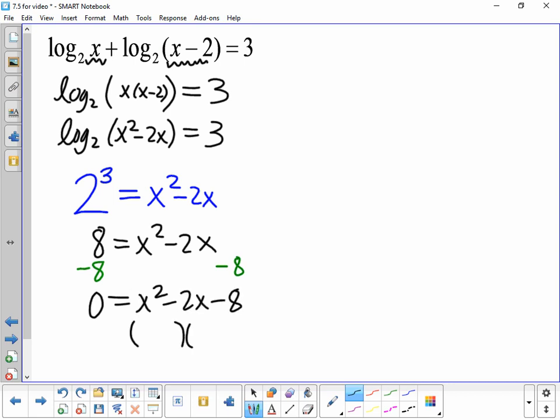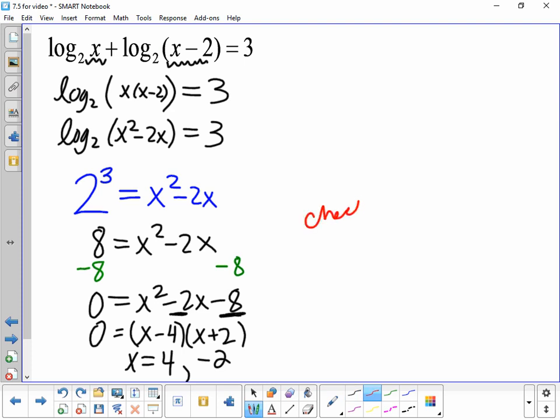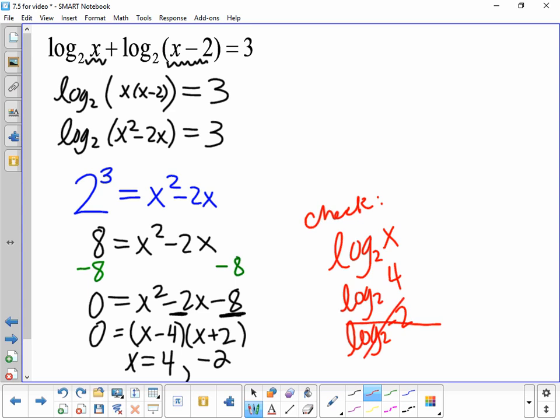If we factor that, we end up with the two factors x minus 4 and x plus 2. Remember, we think of factors of negative 8 that add up to negative 2. So our two potential solutions are 4 and negative 2. We need to check those. Well, our first part of our equation is the log base 2 of x. If we put 4 in there, it's perfectly okay. In fact, it's equal to 2. If we substitute in negative 2, that's an error. So for sure the negative 2 doesn't work.